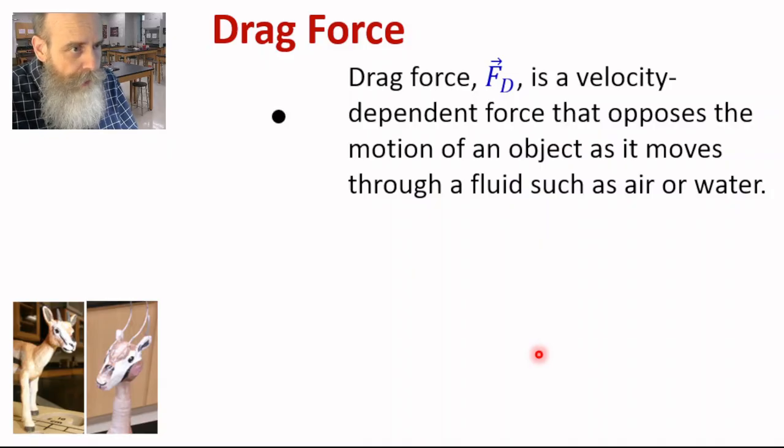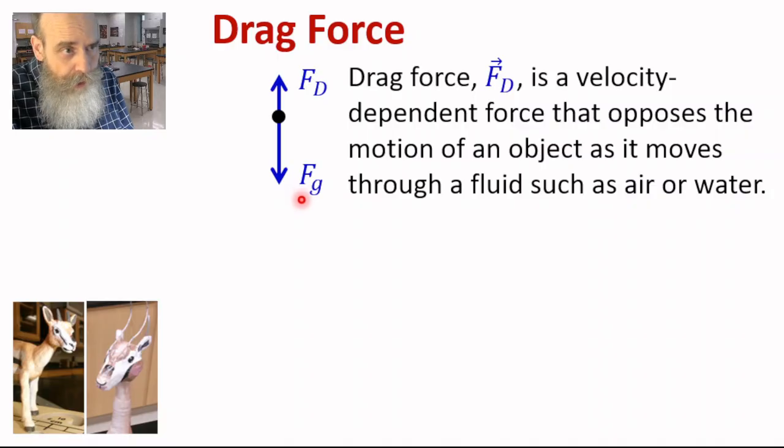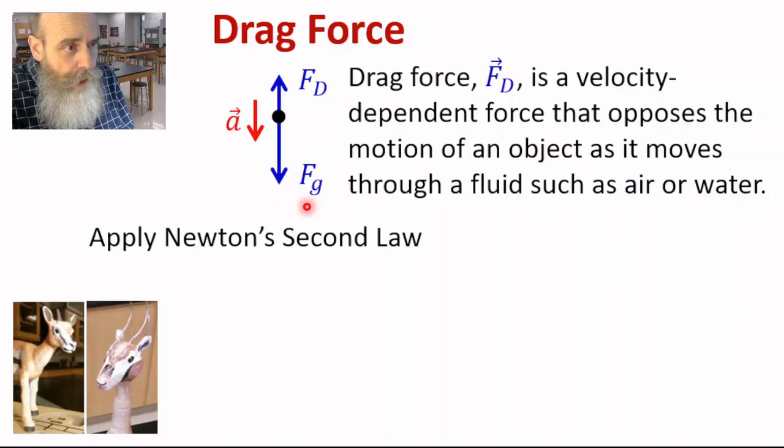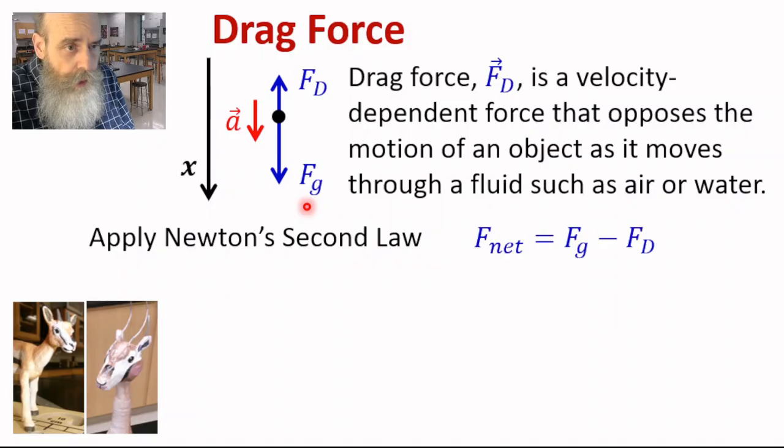Here's a free body diagram. This dot represents the coffee filter. There's a force of gravity acting downwards, Fg, and the drag force acts upwards, Fd. It acts opposite to the direction of motion, and it depends on the velocity. The acceleration is down, and let's apply Newton's second law to this problem. And we'll take the x-axis to be downwards positive. The net force is Fg minus Fd, and that equals mass times acceleration.